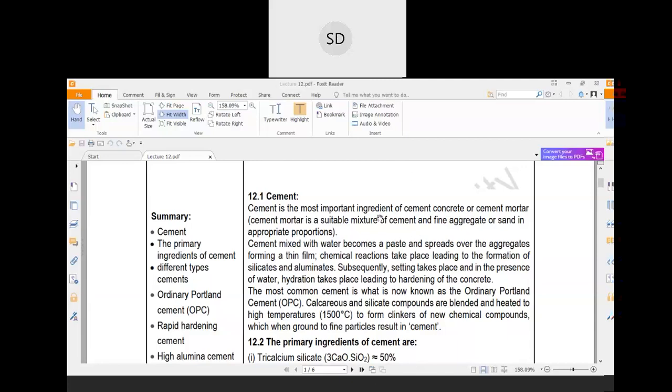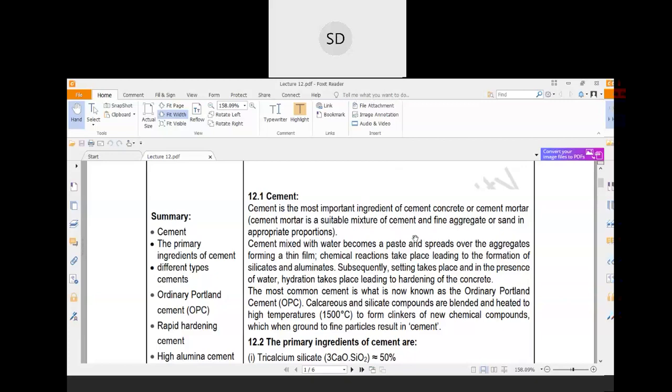So cement is the most important parameter. Cement will act as a binding material for the cement concrete pavement. Now in case of flexible pavement, the binding material was bituminous material. Now there are some basic property differences between cement concrete and bituminous concrete.